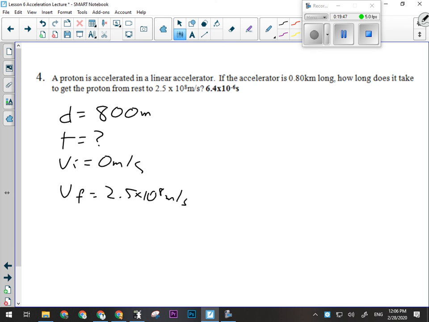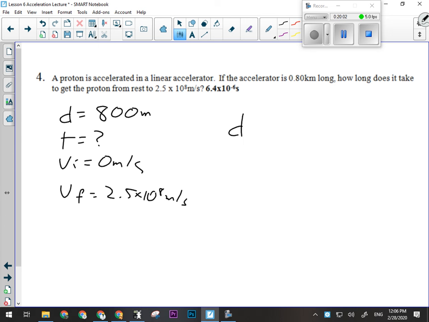Now that's incredibly fast. That's a relativistic speed, which means it's close to the speed of light. So time would slow down, all that kind of cool relativity stuff. We're looking at calculating the time for that one.